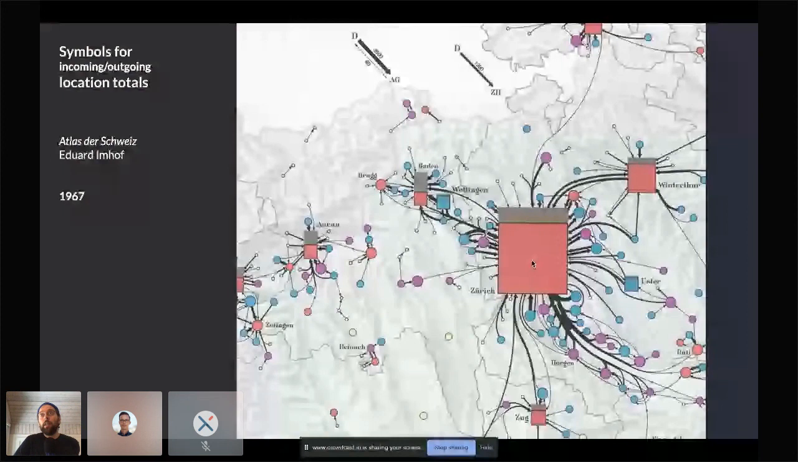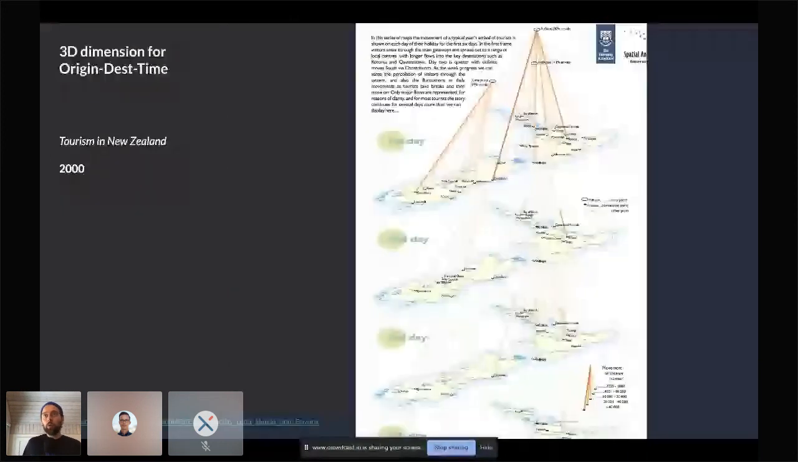And this one is interesting because it uses the third dimension to connect the origins, destinations, and also time. This shows the tourists' paths in New Zealand in the first week, and these are the origins. Here is where most of the tourists start, and they go to this place on the first day, and most go to this place on the second day, and so on. That's quite an interesting flow map.